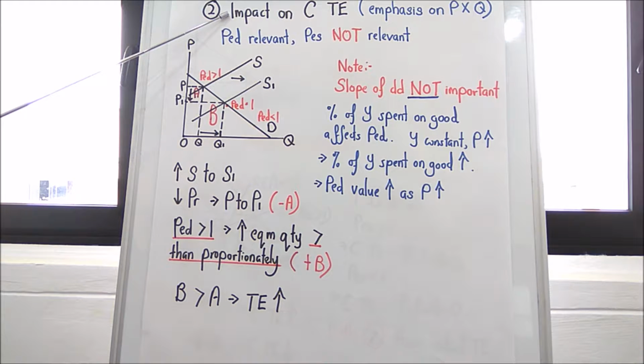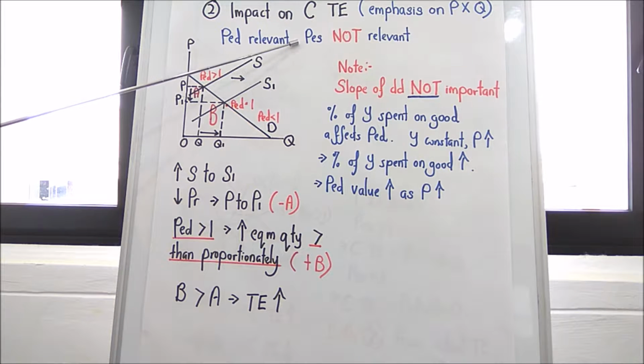Next, we shall talk about the impact on consumers' total expenditure. Here, take note that only PED is relevant and PES is not relevant. It must be noted that along a demand curve, the top part of the demand curve, PED is more than 1, and on the bottom part, PED is less than 1.